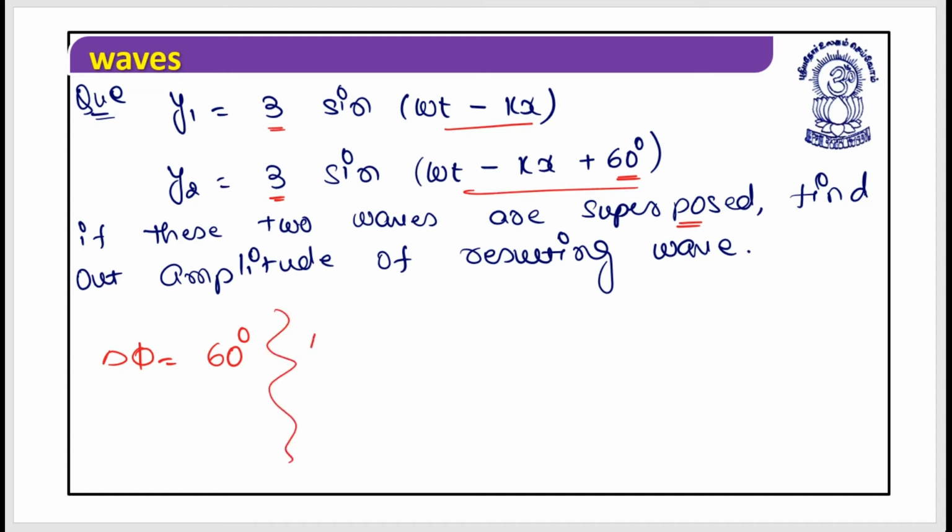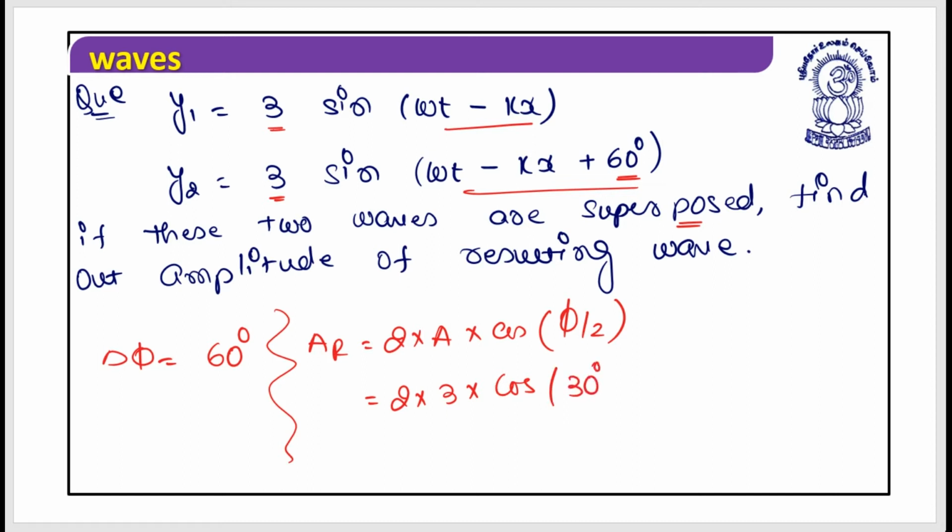So the resulting amplitude can be written as 2 into a into cos phi by 2. This equals 2 into 3 into cos phi by 2, which is cos 30 degrees. So this is 2 into 3 into cos 30, which is root 3 by 2.